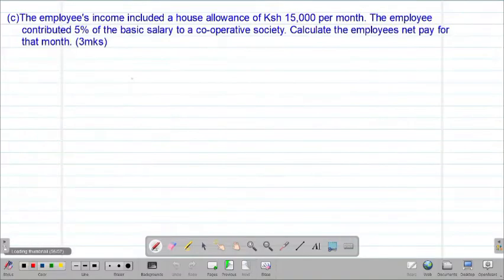Then we move to part C of the question, whereby we are being told that the employee's income included a house allowance of 15,000 per month.